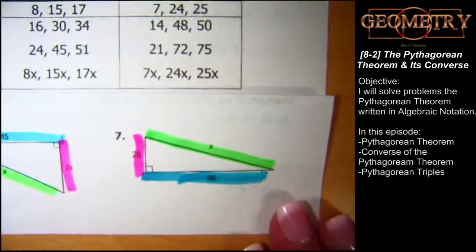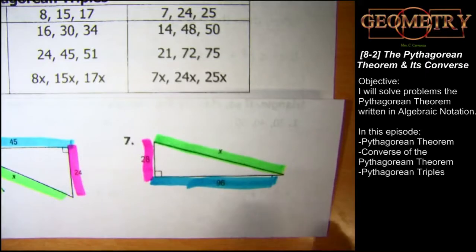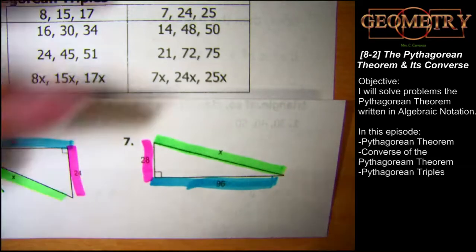But as I look through my Pythagorean triples chart, I don't see 28 or 96 on the legs. So this could be a multiple of one that I already have, and I just don't have that multiple listed out. So I need to go and try to find this multiple. So here's how I'm going to do this.